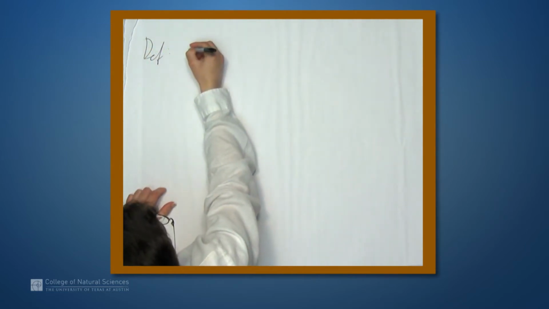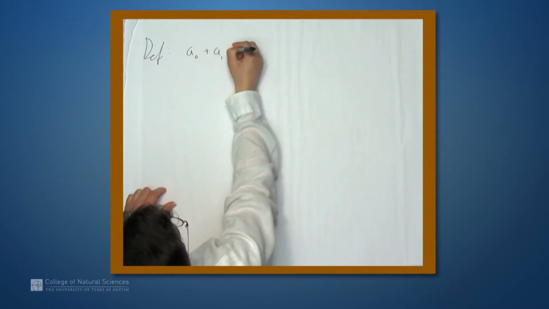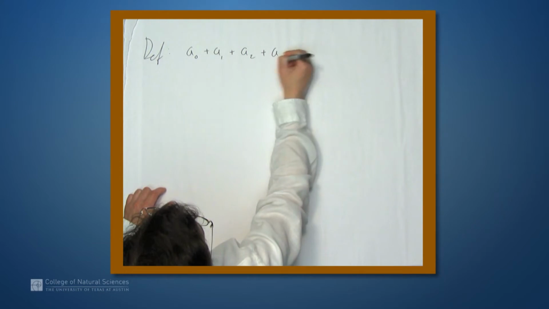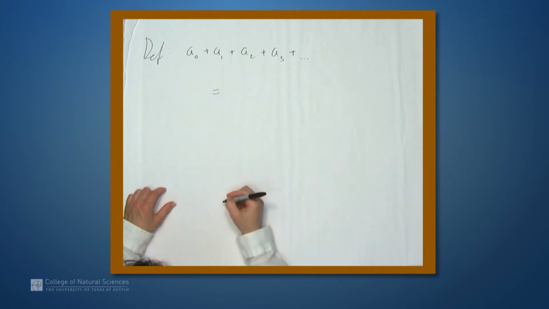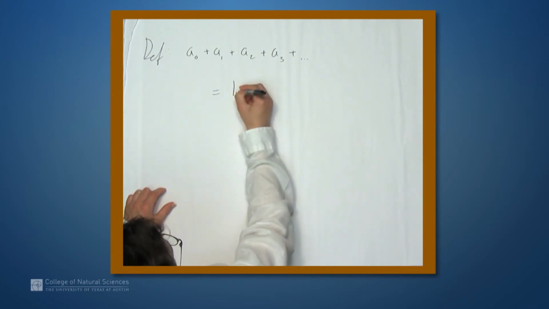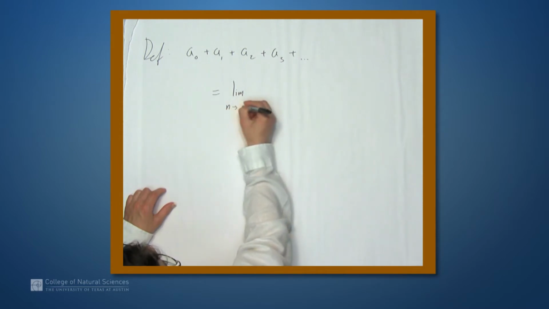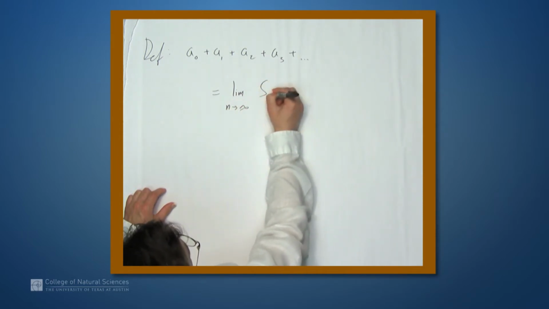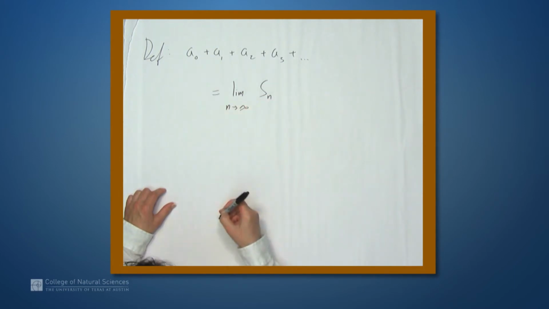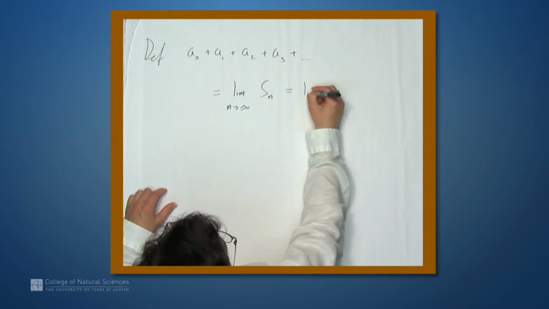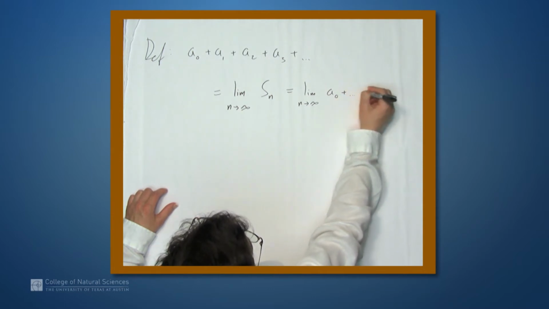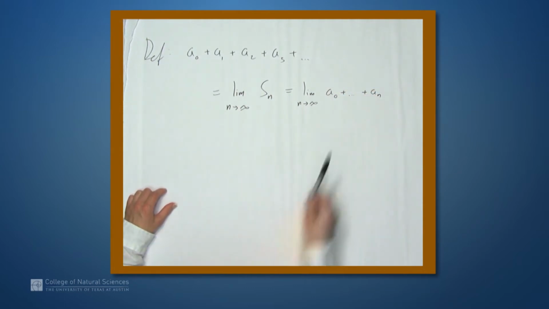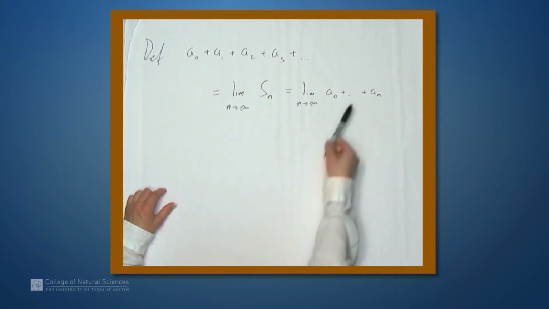So let's say, definition, we have a sub 0 plus a sub 1 plus a sub 2 plus a sub 3 plus ... This, by definition, equals the limit as n approaches infinity of S sub n, where S sub n are the partial sums. So we could also write this as the limit as n goes to infinity of a sub 0 plus ... plus a sub n. Right, this is just the definition of S sub n, the nth partial sum.